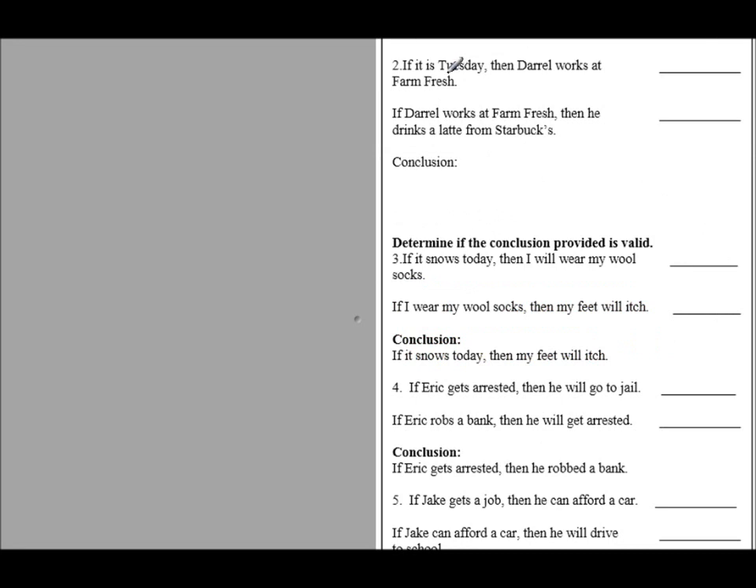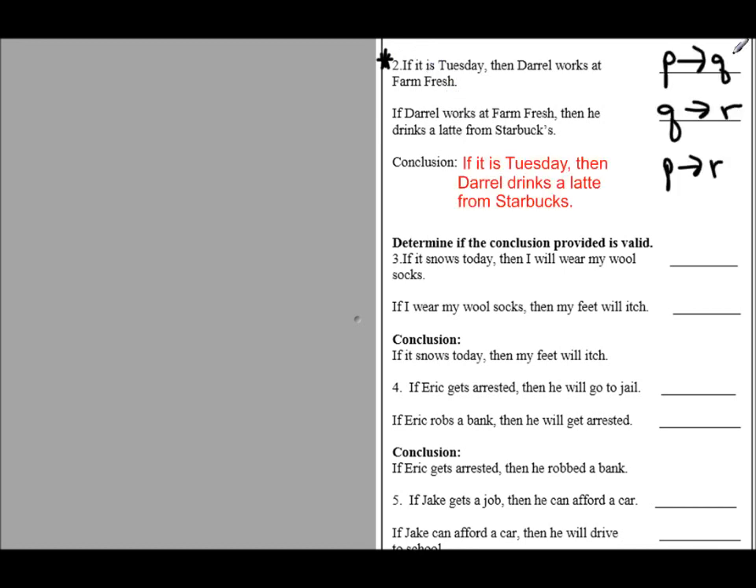Okay, so following the law of syllogism, I'd like for you to try example 2 on your own, and then I'll unpause the video to see if you get what I get. So from start to finish, this is what the answer should be. Your conclusion should be written as, if it is Tuesday, then Daryl drinks a latte from Starbucks. If you did not get this, please raise your hand.